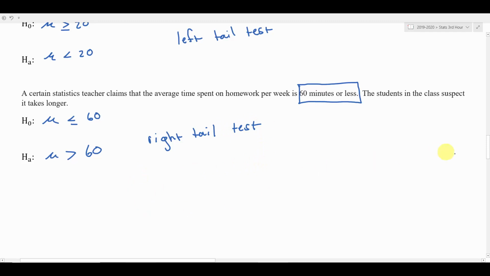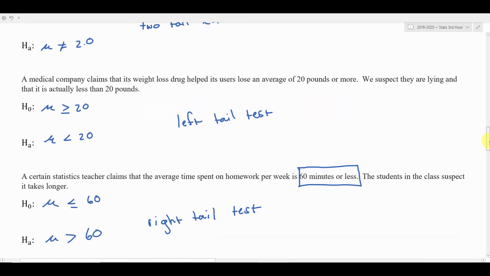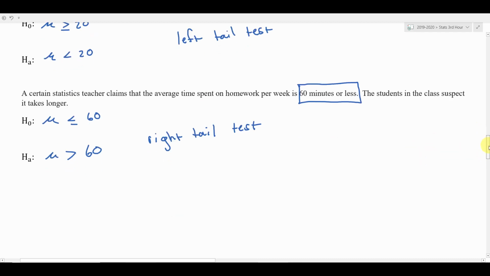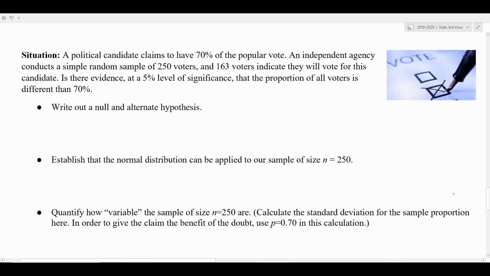Okay, so there we go. Those are three examples of setting up a null and an alternate hypothesis and determining whether we have a left tail, right tail, or two tail hypothesis test. All right, let's go to the next page. We're actually going to run through the process of the hypothesis tests again and make sure that we know how to do this. And this is going to be a two-tail test.